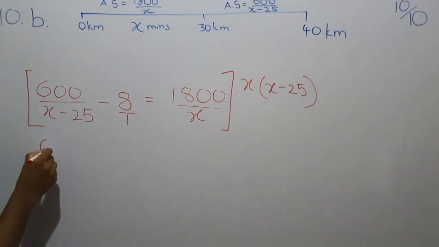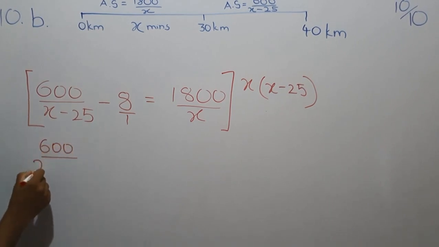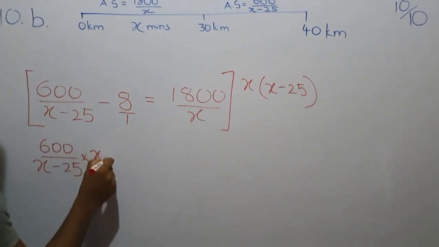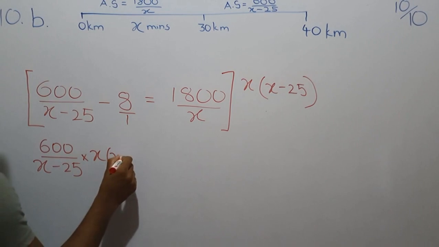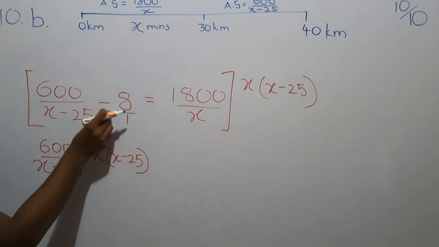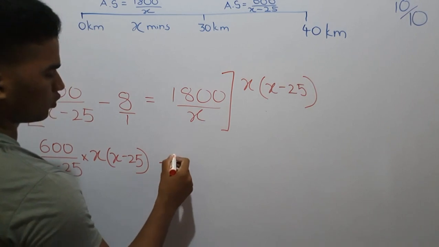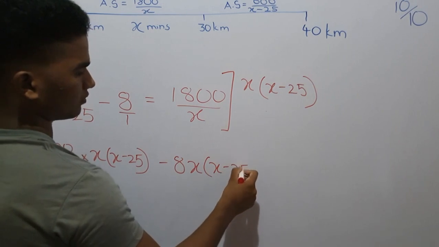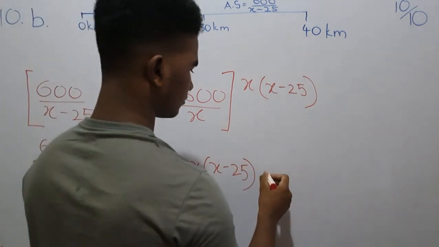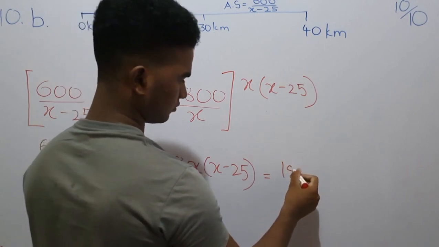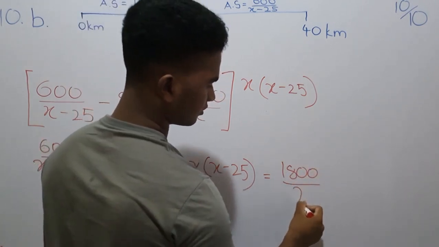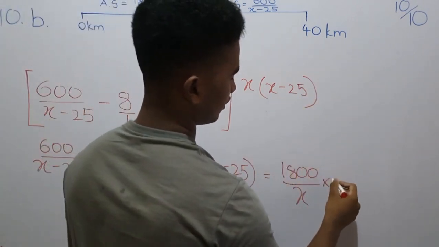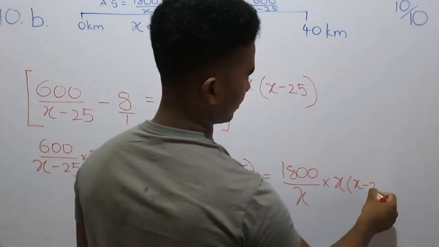So 600 divided by x minus 25, into x minus 25, into x, minus 8 into this whole thing, x into x minus 25, equals 1800 divided by x, into x into x minus 25, into x minus 25.